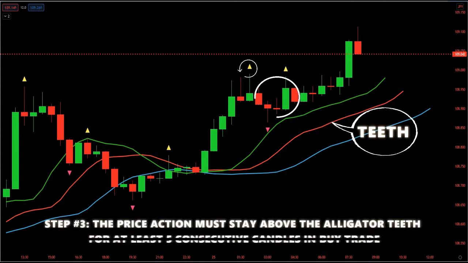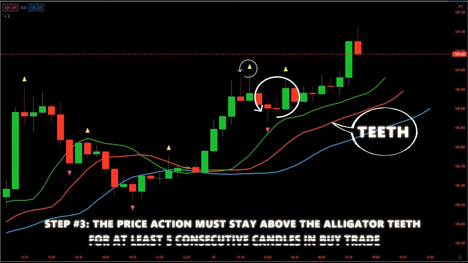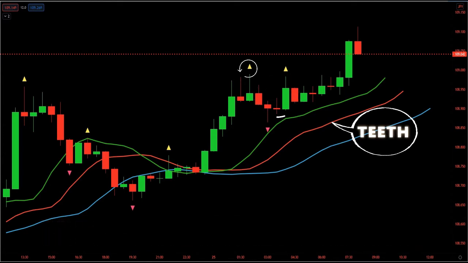Step number 3, the price action must stay above the alligator teeth for at least 5 consecutive candles in a buy trade. This is where all the magic happens. More often than not, when a fractal appears like the one above, the price action is still flat. This means there has not been a real breakout in the recent time frame.